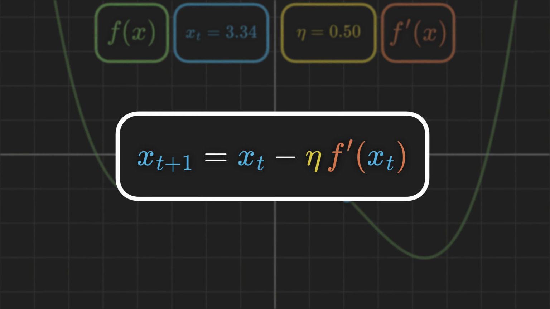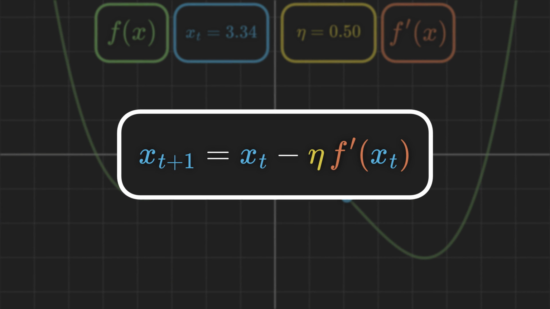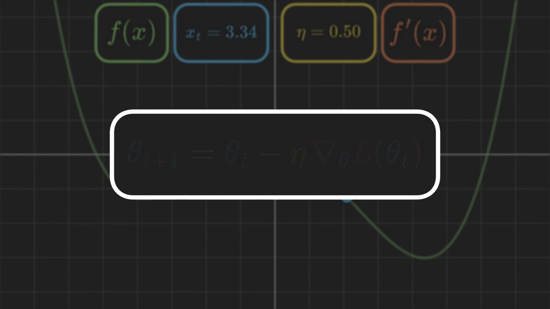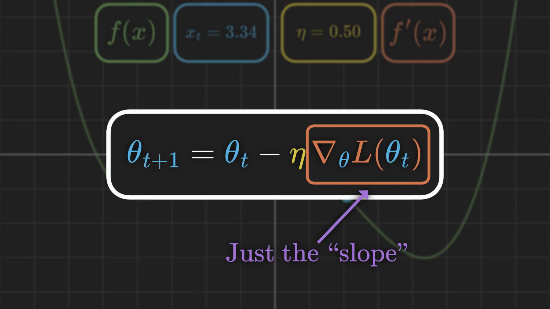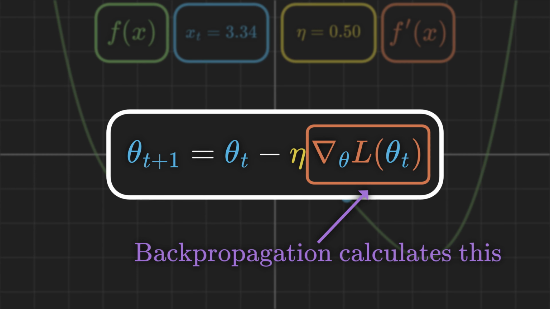The thing that makes training neural networks hard is that calculating this slope or derivative is not as straightforward as in this simple example. Instead of updating a single point, we update all of the weights in the network. And instead of a single derivative, we need the gradient. This gradient is all of the partial derivatives of the loss with respect to every weight. If that sounds confusing, don't worry, it will all make sense in just a second. Remember, no matter how complex it is to calculate, this gradient is nothing more than our slope. And backpropagation is the algorithm that efficiently computes this gradient, allowing us to train the network.